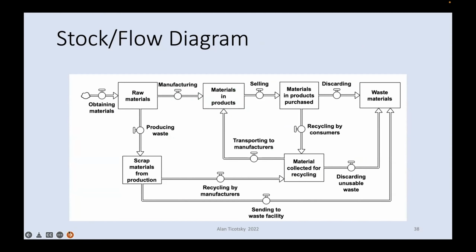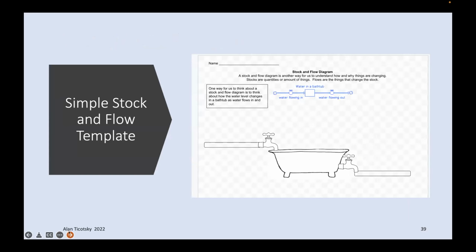And so a 5th grade teacher made up this very simple template for kids to use with the analogy of a bathtub. When students were making their stock flow diagrams, they could write the name of the stock right across the bathtub, and the inflow on one pipe and the outflow on the other pipe.